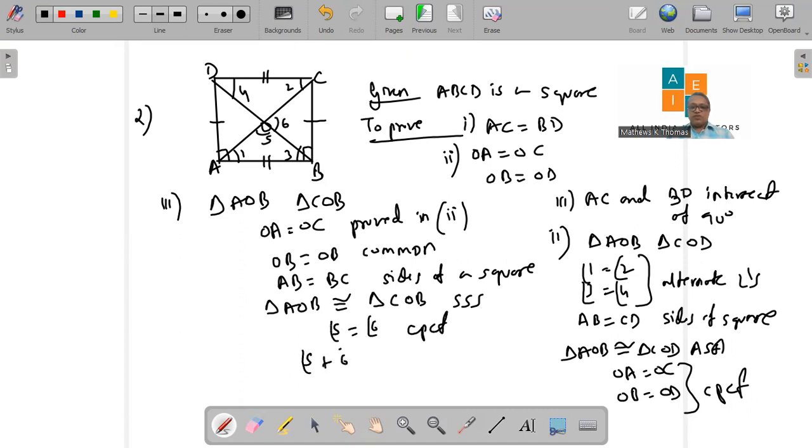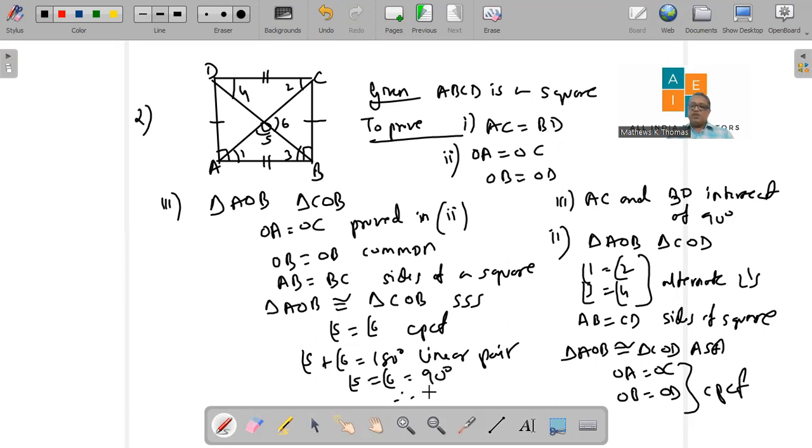Now 5 plus 6 is 180 because it's a linear pair, right? In lines and angles we did. If angles are on a line, their total will be 180, right? So 5 plus 6 is 180. Now 5 and 6 are equal and they are 180, so we can say that 5 and 6 are 90 each.